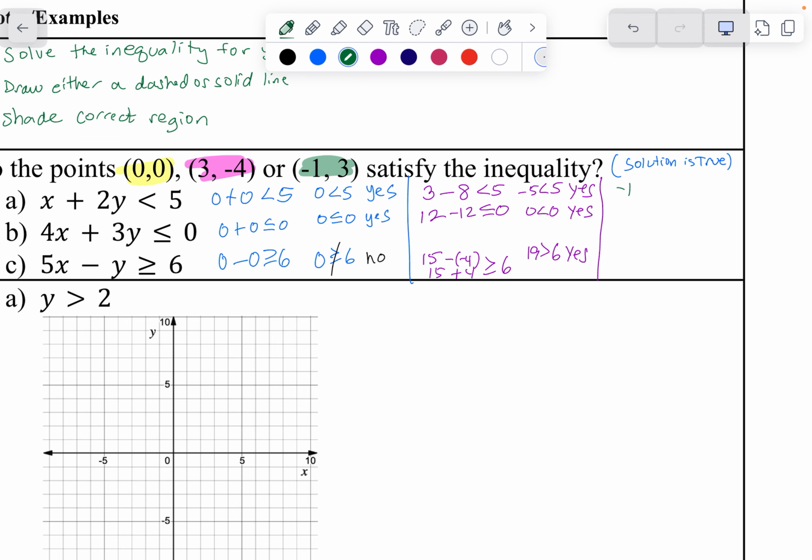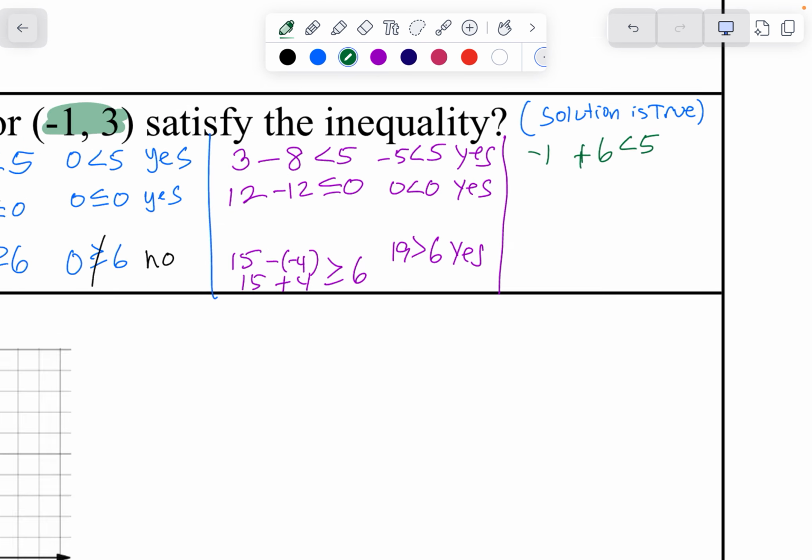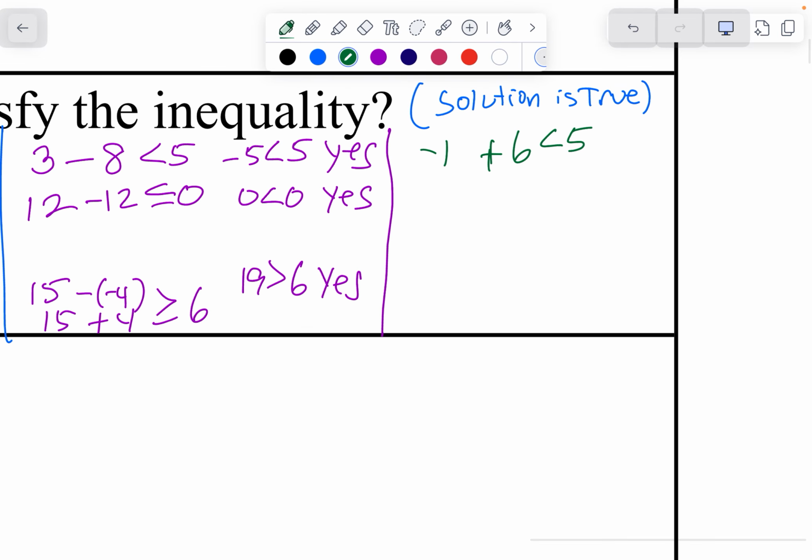We get -1 plus 6. Is that less than 5? Well, -1 plus 6 is 5. 5 is less than 5. Is that a true statement? Is 5 less than 5? No. So that's a no.